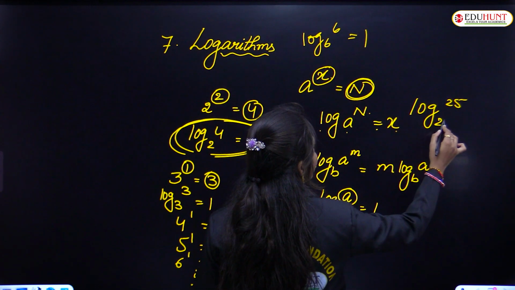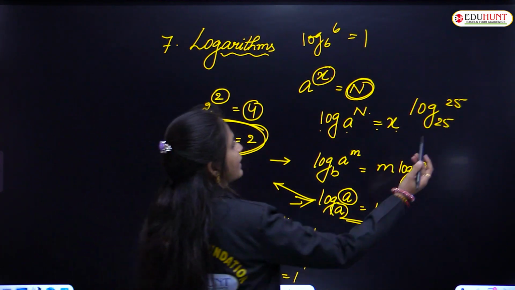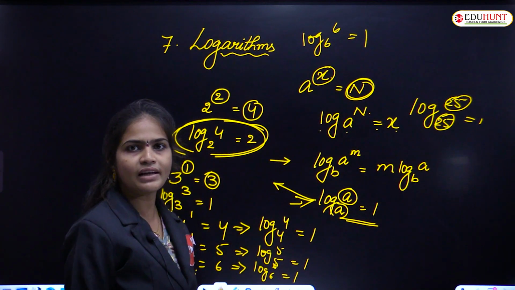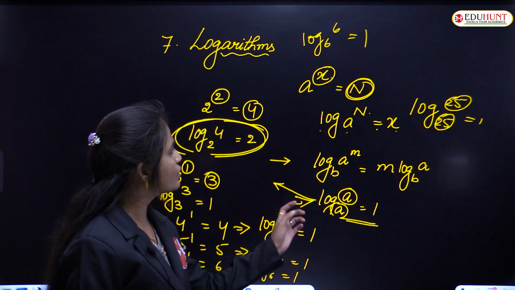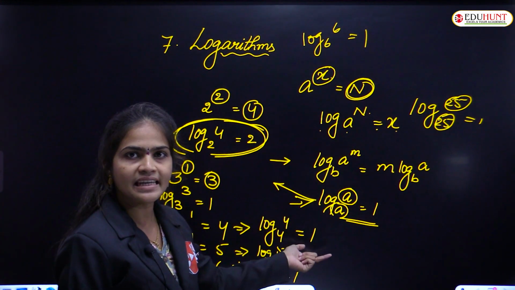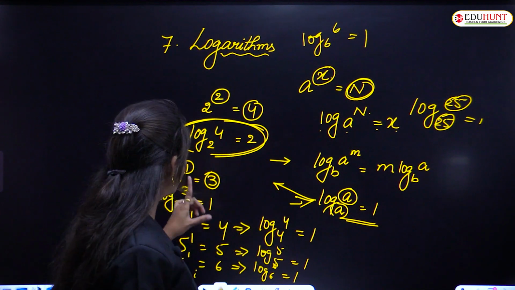Log 25 to the base 25. What is the value here? Again 1 only. Why? Because here those two values are the same. The b value and the a value are the same here, no? So that's why log a base a, that is in the form of log a to the base a, is equal to 1. Understood? This is also one of the laws.